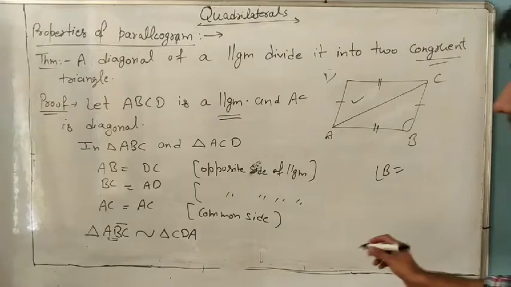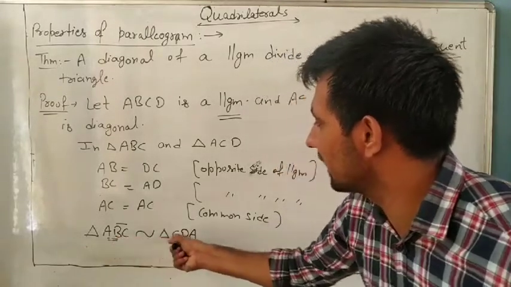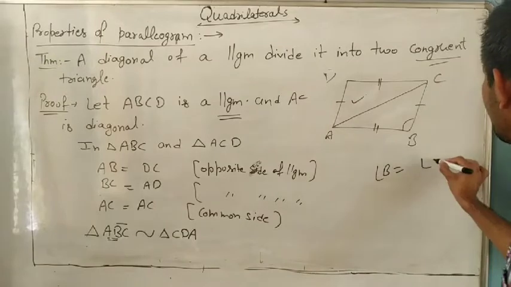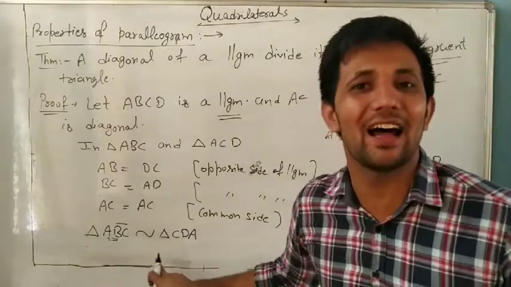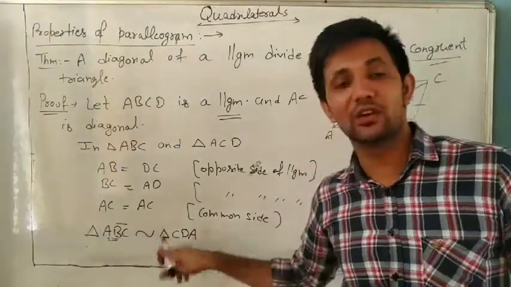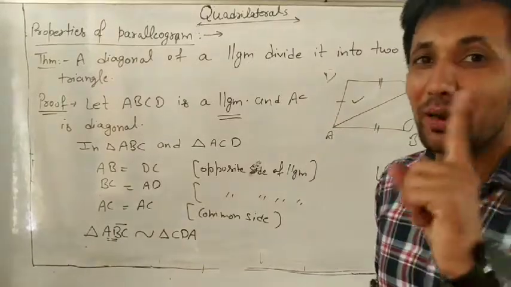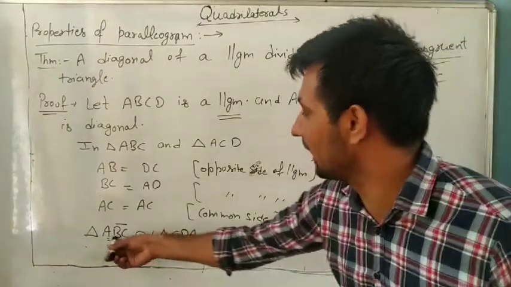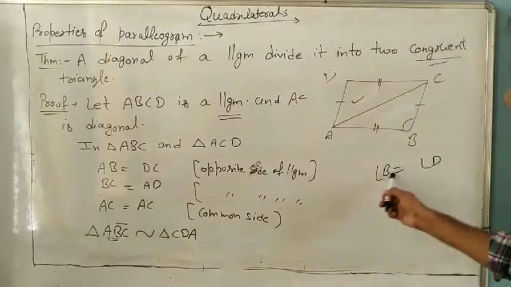Why? Because angle B is in the middle. So what is in the middle here? Angle D. Because if these two triangles are congruent, then corresponding parts are always equal, it means B in the middle, so what is in the middle? D. So angle B equal to angle D.